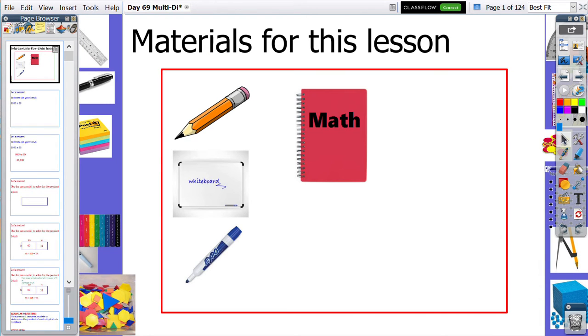All right, let's get started today. For today's lesson, you will need your math notebook, your whiteboard marker, your whiteboard, and your pencil.